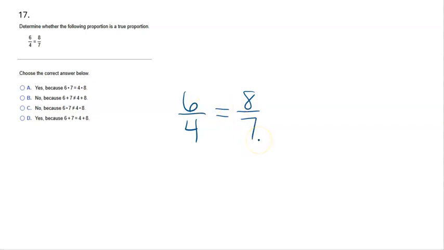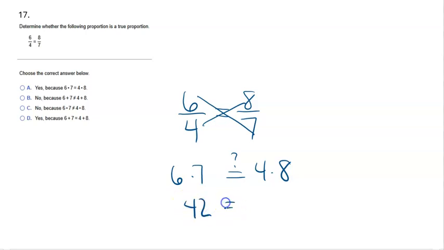Okay, you'll often hear that called cross multiply. So 6 times 7, is that really equal to, we cross this way, 4 times 8? And what do you think? 6 times 7 is 42, 4 times 8 is 32. Those are not equal, so this is not a true proportion.